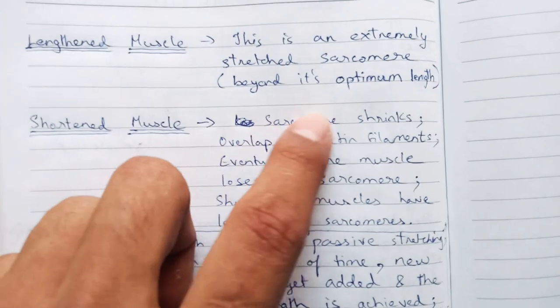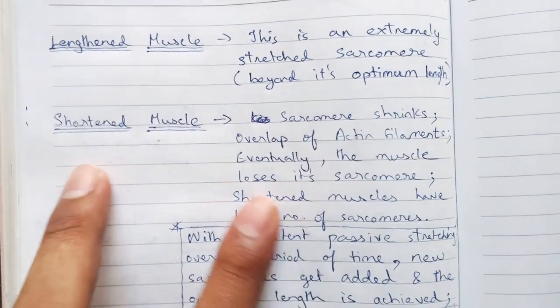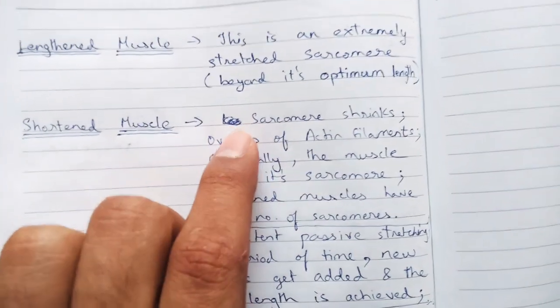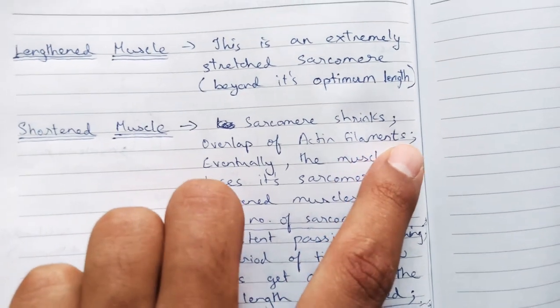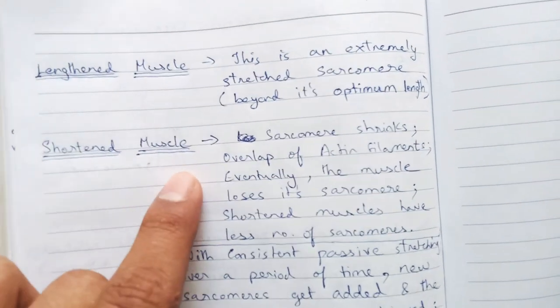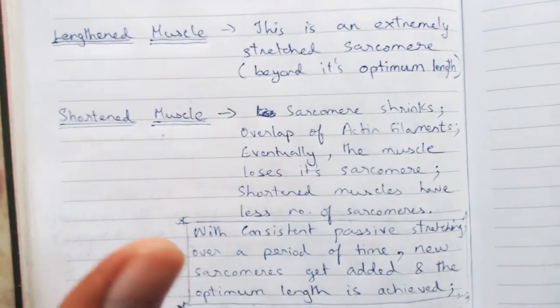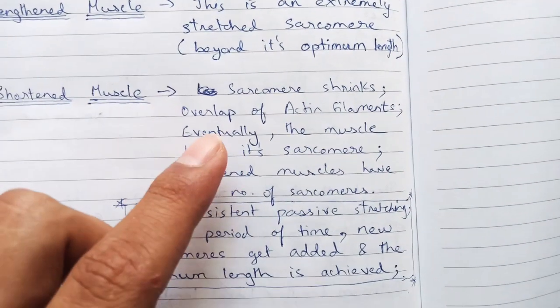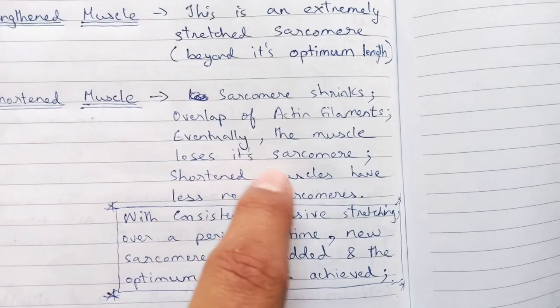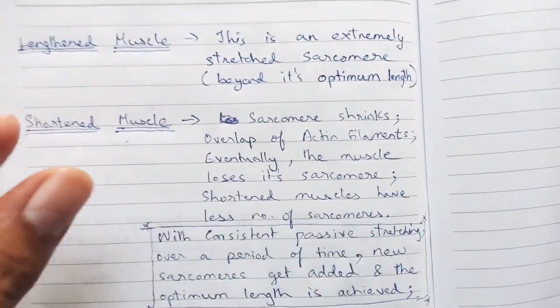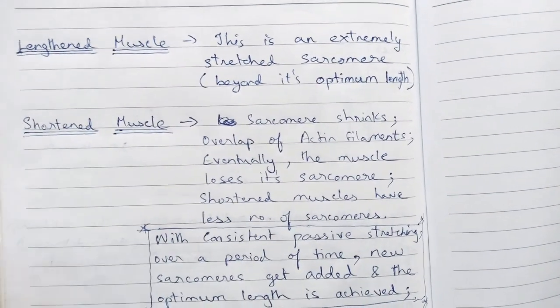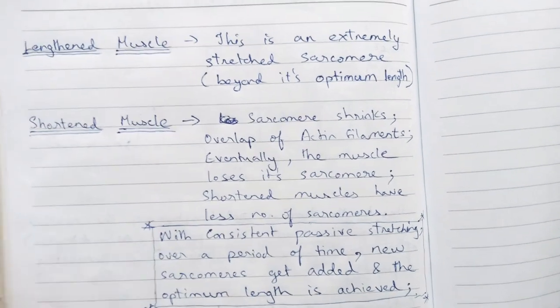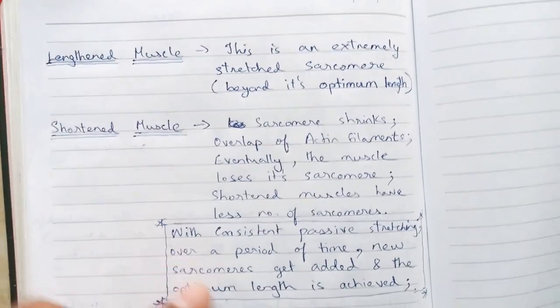Shortened muscle: the sarcomere shrinks. So the sarcomere almost shrinks down because there's an overlap of actin filaments happening. So the force production will also be very less. The contraction of the muscle will also be very less because it's already contracted. So eventually the muscle loses its sarcomeres. The number of sarcomeres becomes less in a shortened muscle over time.